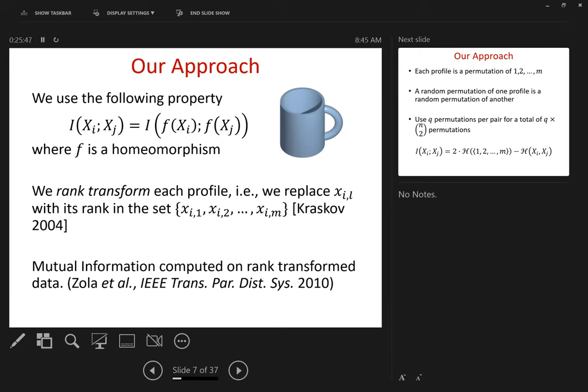So mutual information can now be computed on the rank-transformed data. Now every gene expression vector becomes a permutation of the numbers 1 through m, because we're simply looking at the gene expression vector and saying the smallest number is going to be 1, the next smallest is 2, and so forth. So we're just going to replace the gene expression values with these integers from 1 to m. This work is published in IEEE Transactions on Parallel and Distributed Systems in 2010.